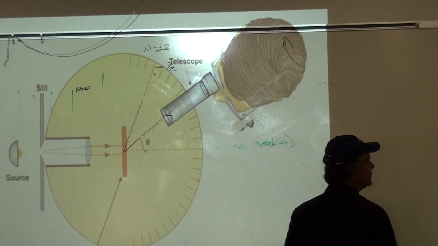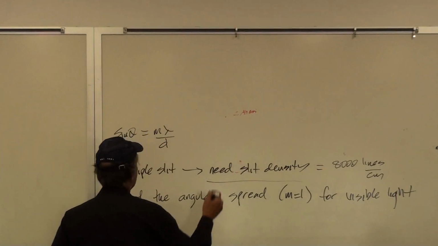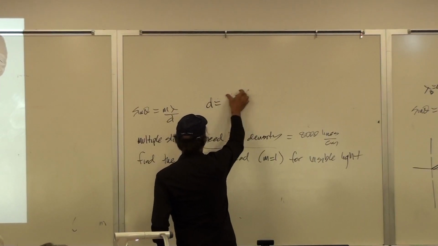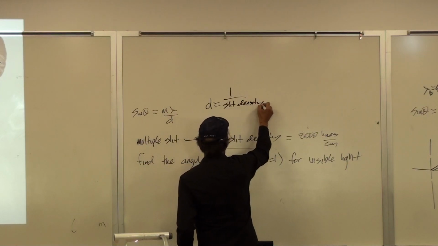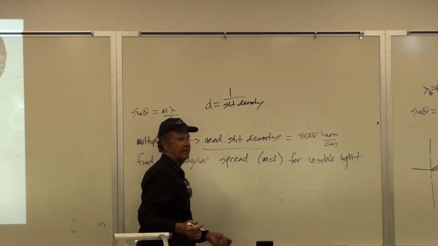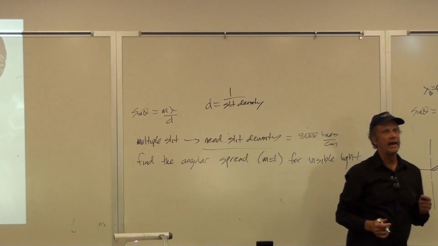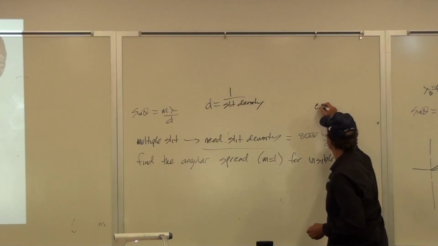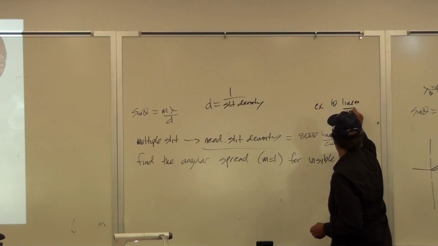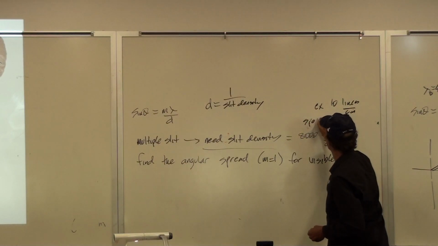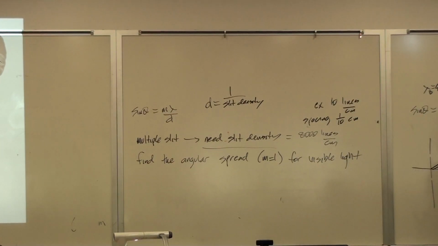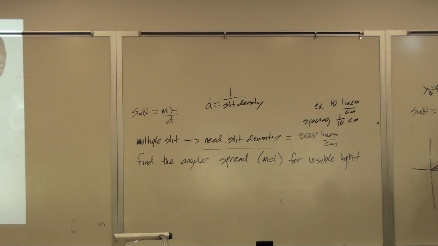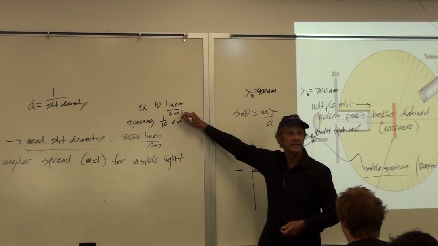So that being the case, let's figure out the distance d. And that's a pretty simple calculation. It's just 1 over the slit density. Let's just think about this logically. If you had 10 lines per centimeter, then the spacing would be 1/10 of a centimeter. That'd be 1 over the slit density. Because if you had 10 slits per centimeter, then each slit must be just 1/10 of that, or 1 over the slit density.